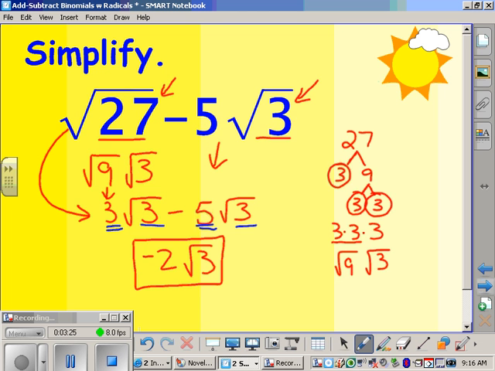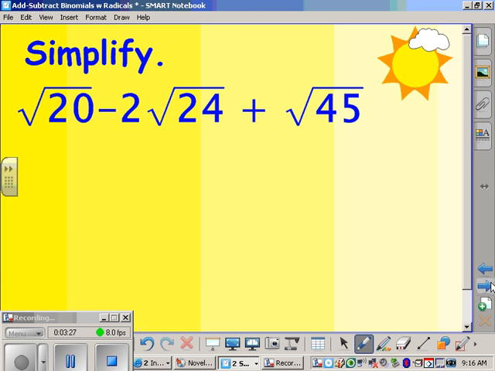Let's take a look at an additional example. Here we have 3 radical 20 minus 2 radical 24 plus radical 45. Now you can see that none of the numbers under the radicals match. So at this point, we have no like terms. Now let's go down to the bottom here, and we're going to factor the 20, and then we'll factor the 24, and then we'll factor the 45.